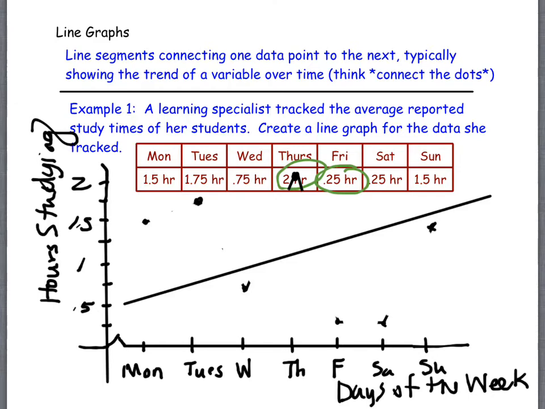Yes? Do you have to start at the 0, or can you pick a spot? You can start wherever it makes sense to start, and sometimes it won't make sense to start with it being a 0. It also could be a graph that goes downhill, like with the weight loss example I was giving, right? So it doesn't have to be an increasing graph.